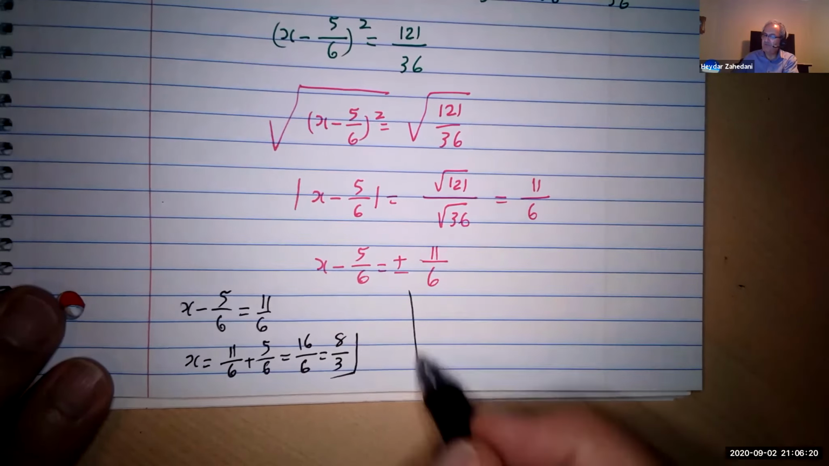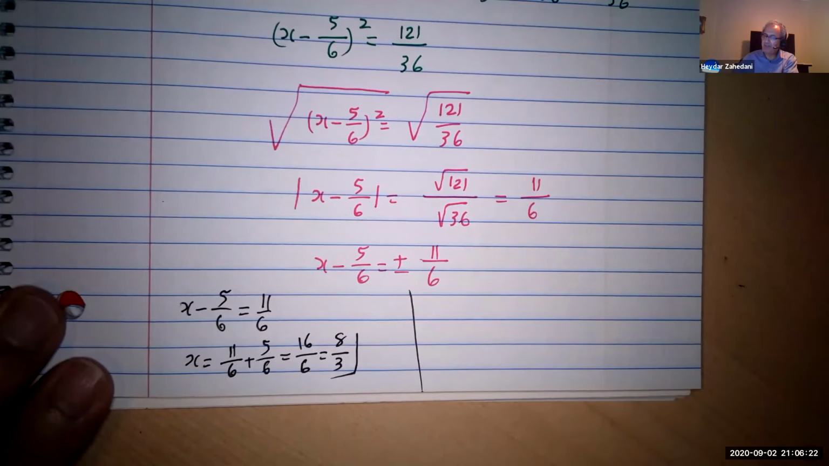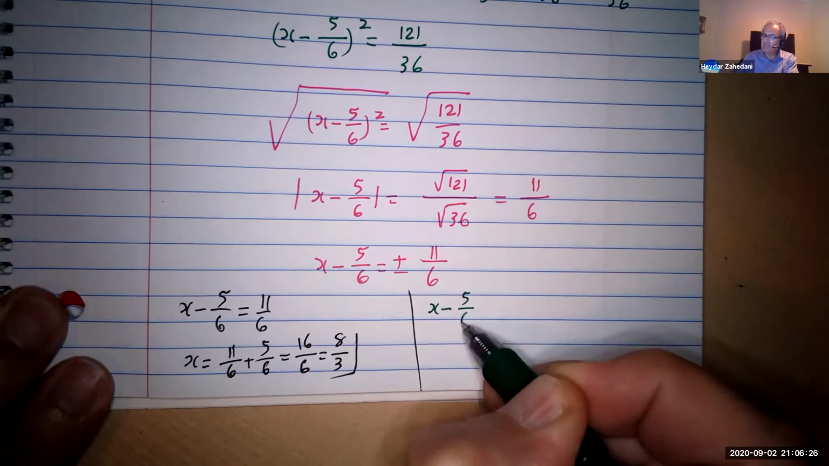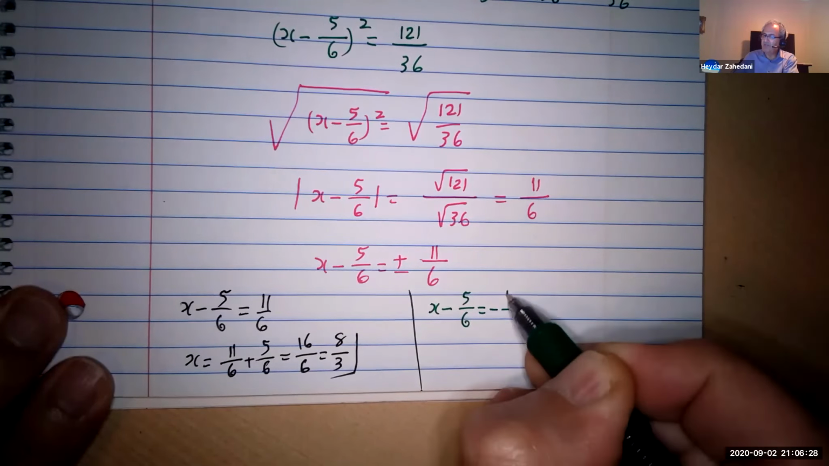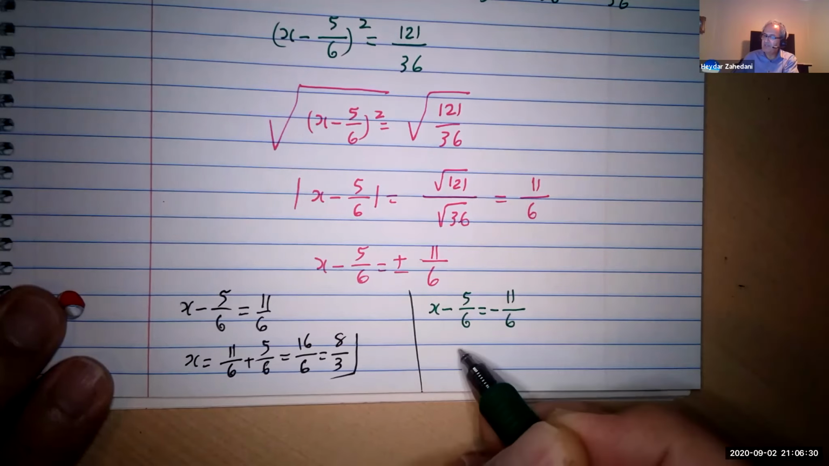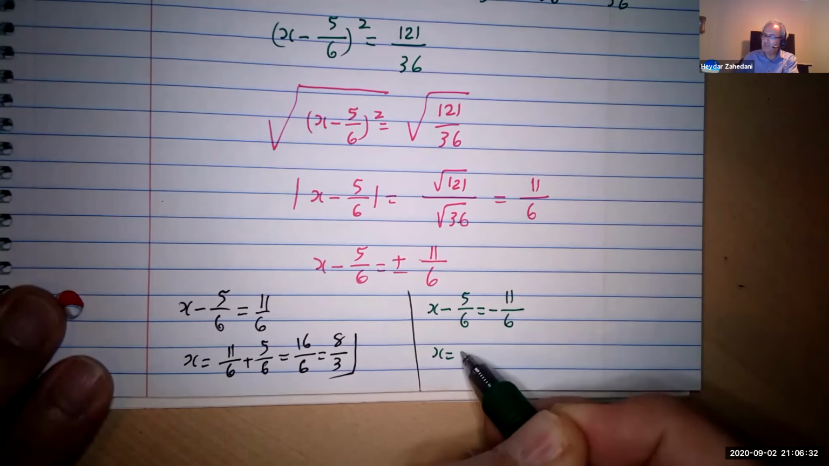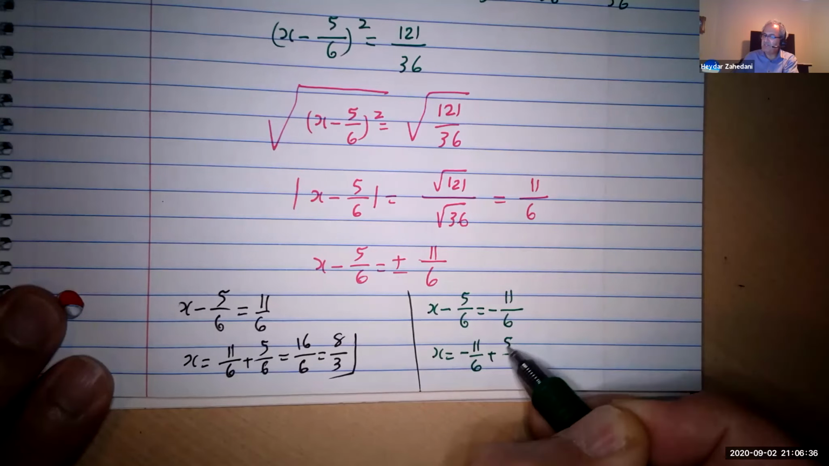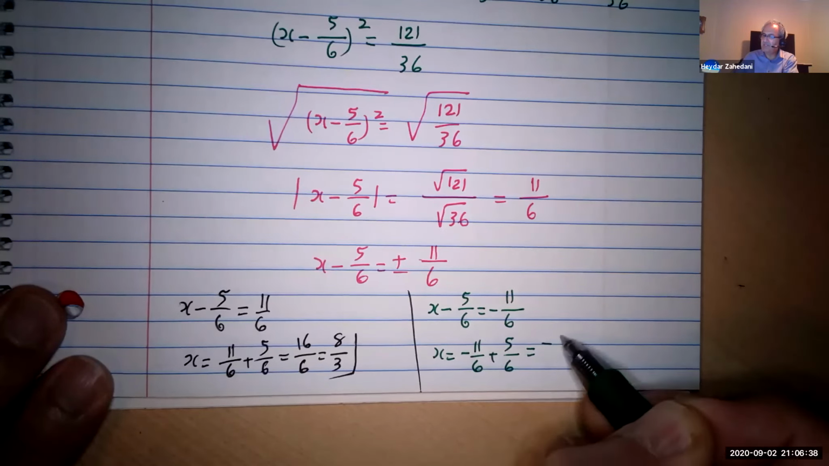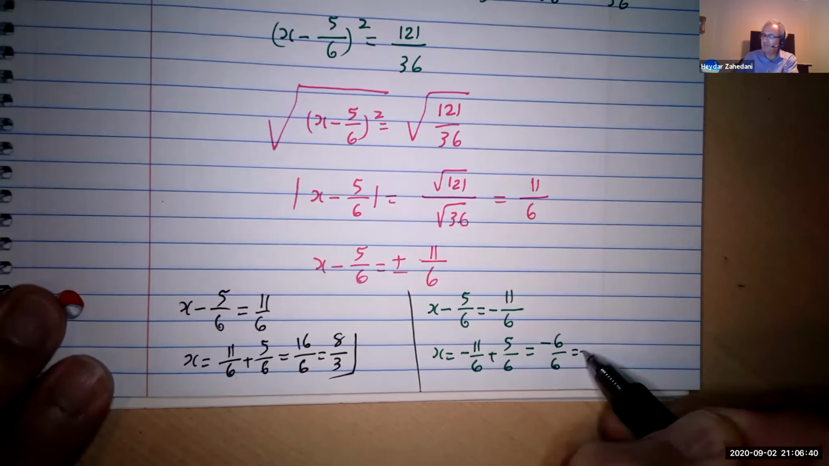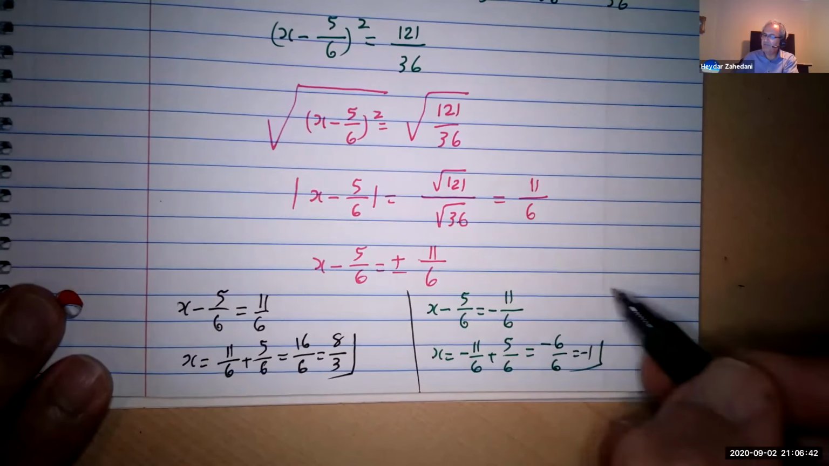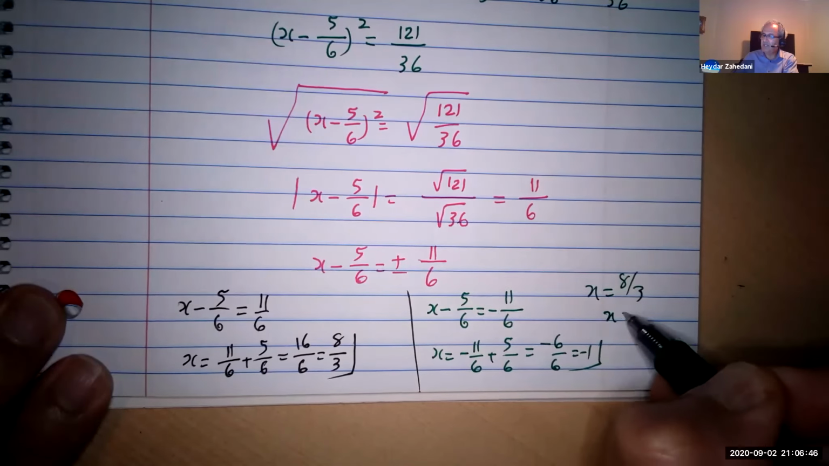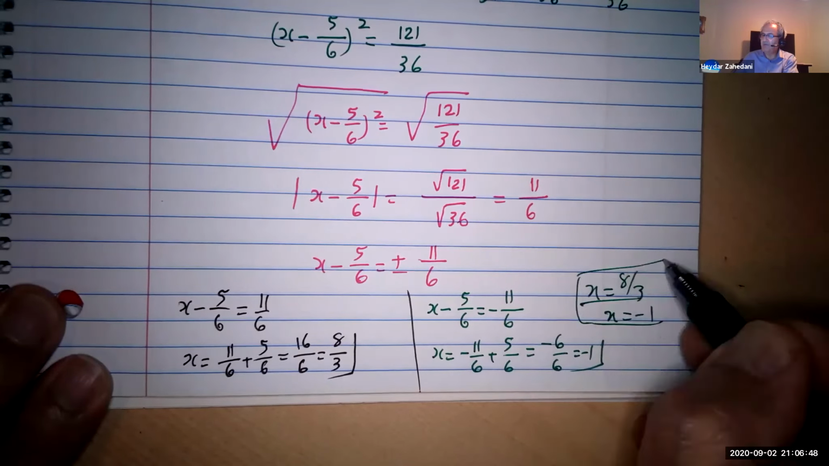Okay, we have the second one, x minus 5/6 equal to the negative 11/6. So x is equal to negative 11/6 plus 5/6. That gives you negative 6/6, which is negative 1. So we have two solutions, x equal to 8/3 and x equal to negative 1.